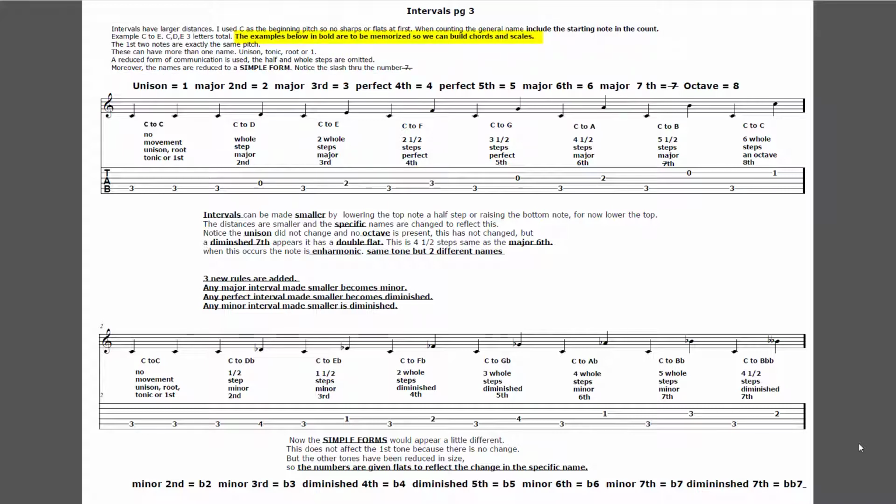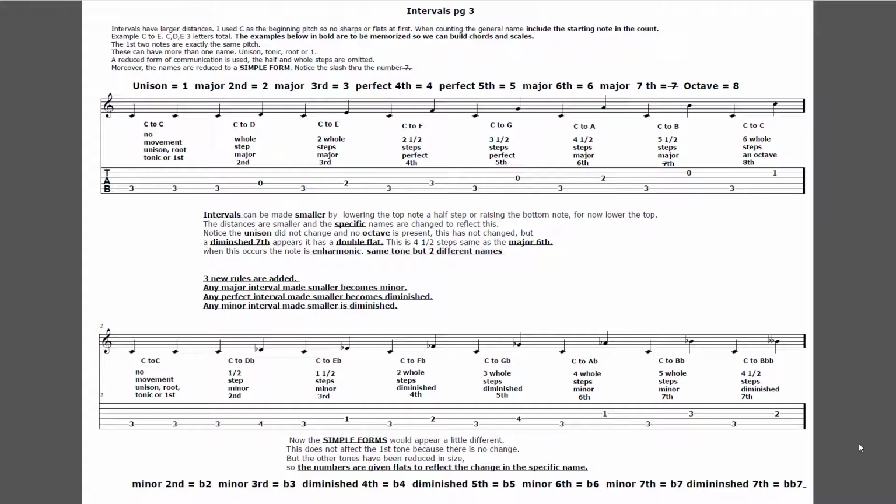The examples below in bold are to be memorized so we can build chords and scales. The first 2 notes are exactly the same pitch, and these can have more than one name: a unison, tonic, root, or one. The reduced form of communication is used. The half and whole steps are omitted. Moreover, the names are reduced to a simple form. Notice the slash or the 7 at the end. I'll talk about that. So this is a slang terminology.